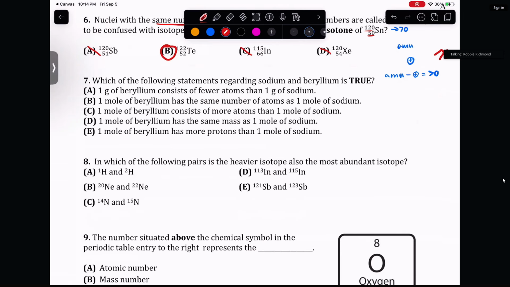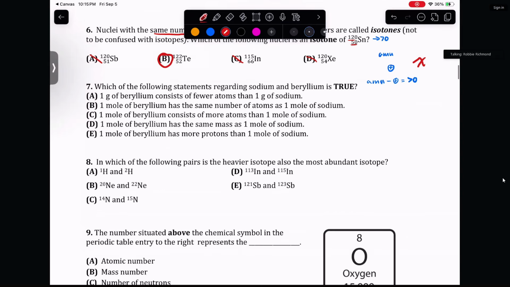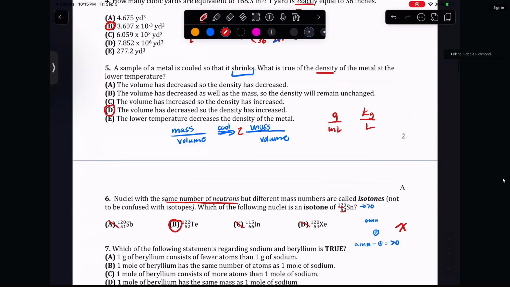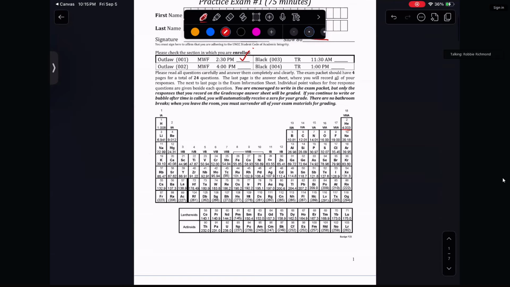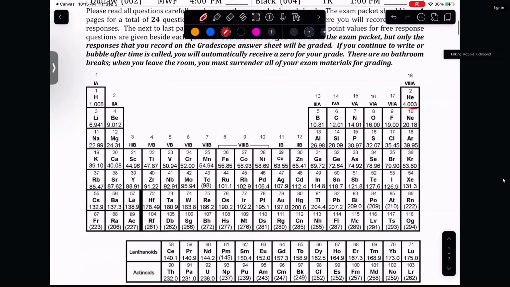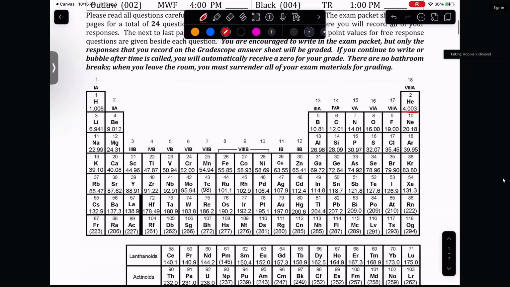Going on, which of the following statements regarding sodium and beryllium is true? Answer choice A says 1 gram of beryllium consists of fewer atoms than 1 gram of sodium. The way that you can figure this out is by looking at the periodic table and converting grams to moles. So you don't have to do all the math for this. Let's circle beryllium and let's circle sodium. We have 1 gram of each.